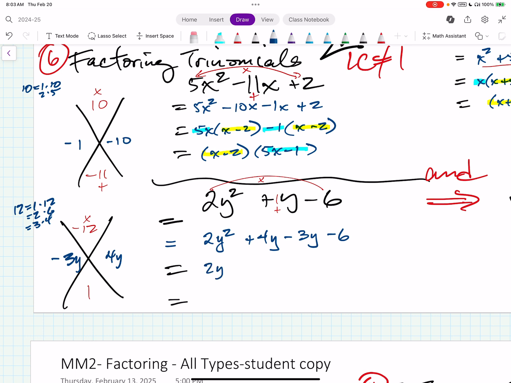So then you factor out a 2y, and you get 2y times y plus 2. These two terms are negative, so I'm going to factor out a negative 3, and I get negative 3 times y plus 2. And guess what? The y plus 2 is in common. So I'll get y plus 2, which is your common binomial, times the remaining terms, the 2y minus 3. And then you're done. And there's your factoring.